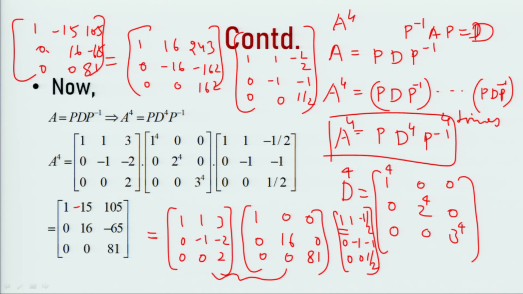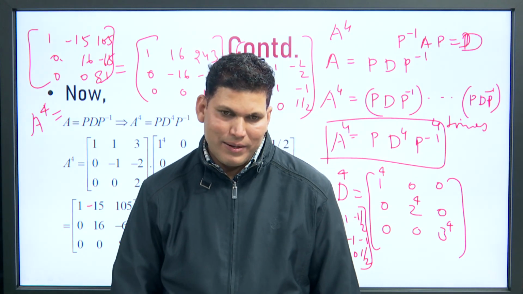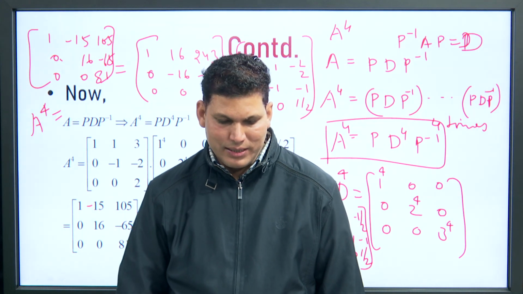It means we have obtained A to the power 4 with the help of diagonalization of a matrix, without multiplying this matrix 4 times. So, here we avoid the typical calculation, and with the help of the diagonal matrix we found A to the power 4. Similarly, you can find A to the power 10, A to the power 100, A to the power 50, A to the power 11, 15, कुछ भी आप ऐसे निकाल सकते हैं, ओके.